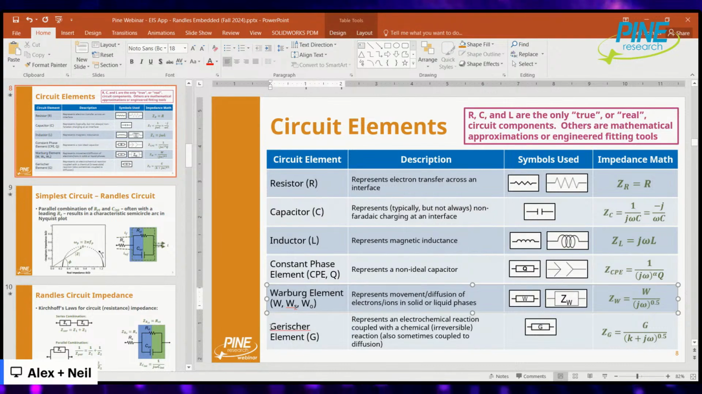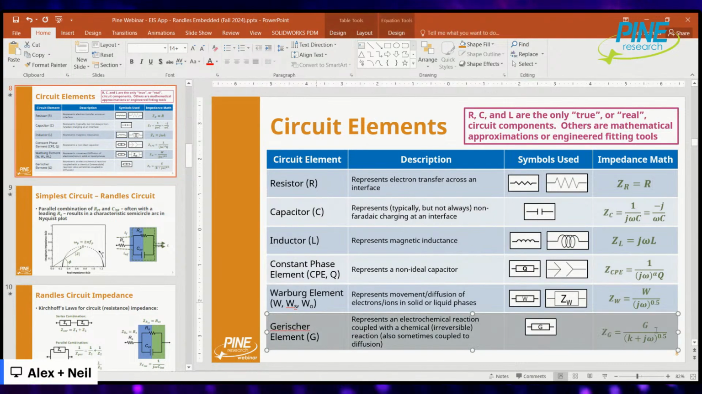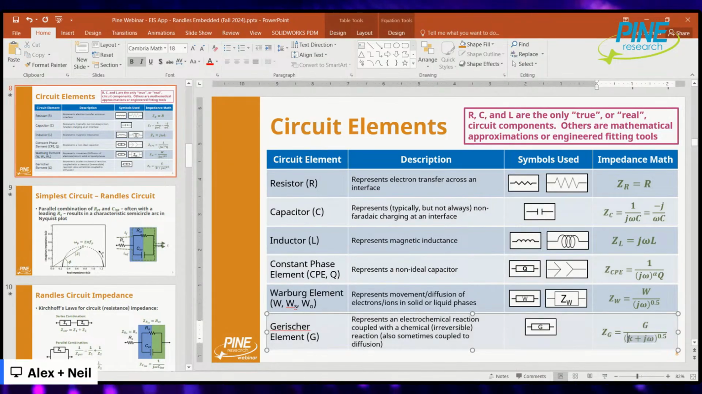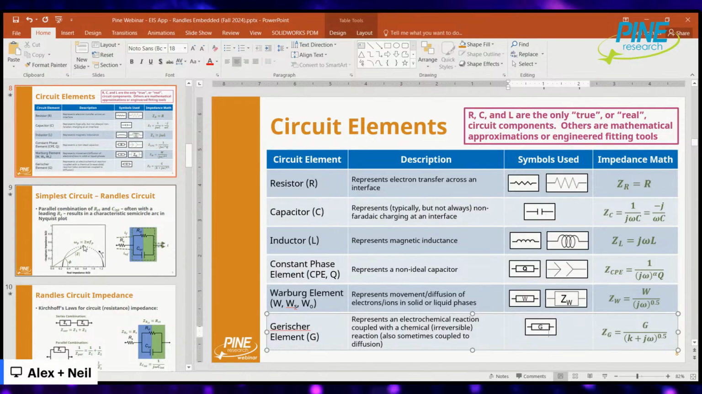And then a Gerischer element is sometimes used when we have a system that includes a chemical and an electrochemical reaction coupled together. And so we have a k in the mathematics of a Gerischer that is the first order irreversible rate constant. And then you sort of asked how they look on the Nyquist plot.